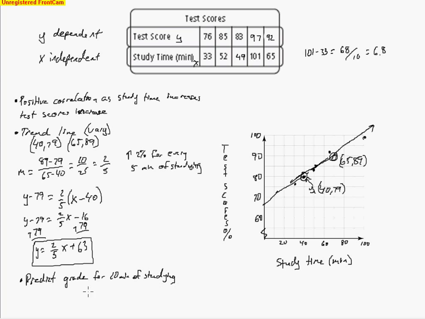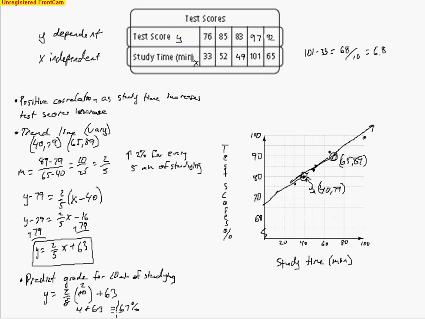Okay, so if I study for 10 minutes, I'm going to take that 10 minutes and substitute it into my x value, because x represents the time in which I study. So 10 minutes right there, and then add the 63. And when I go ahead and do that, 5 goes into 10 2 times, multiplying across, I get 4 plus 63. So that would be 67%.